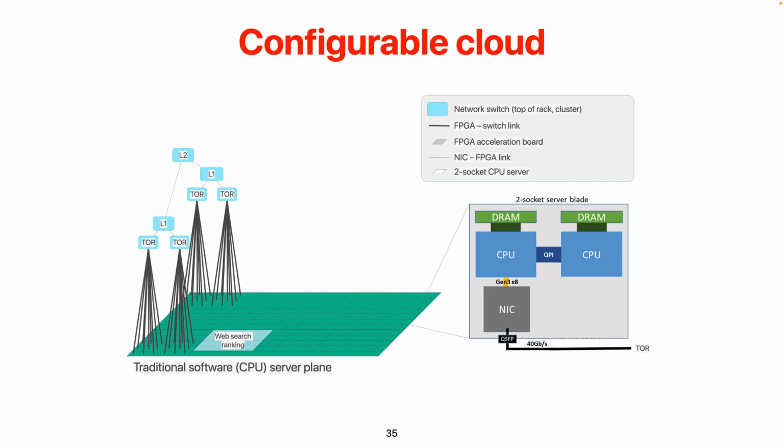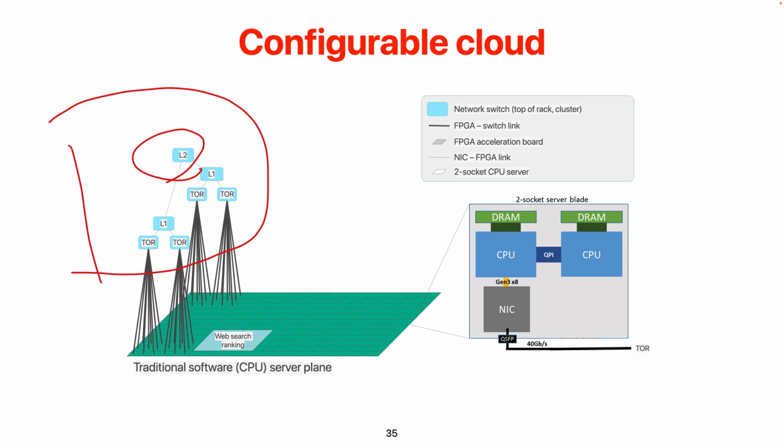What Microsoft did is that they actually put FPGAs associated with each of the servers. So each server, don't get confused about their hierarchy. This is their network hierarchy. So this is like a level 2 switch, level 1 switch, top of rack switch, right? So this is the switch that connects all the machines because they have a fat tree architecture for their data center network. So that pretty much means that they have thousands of machines connected in a fat tree architecture.